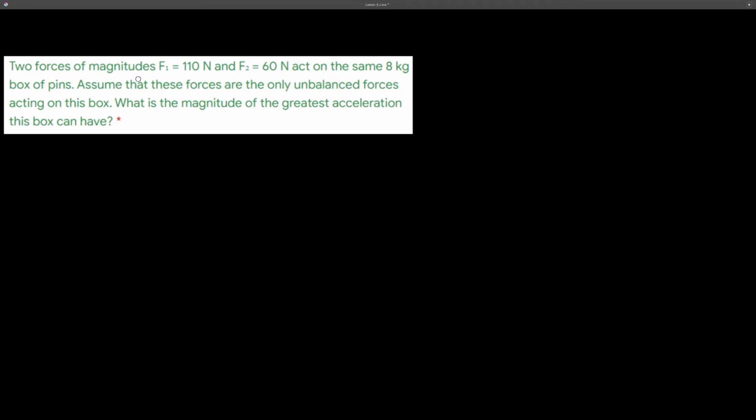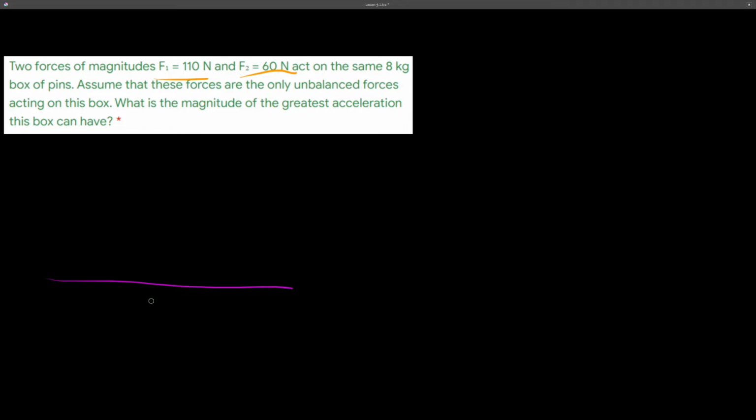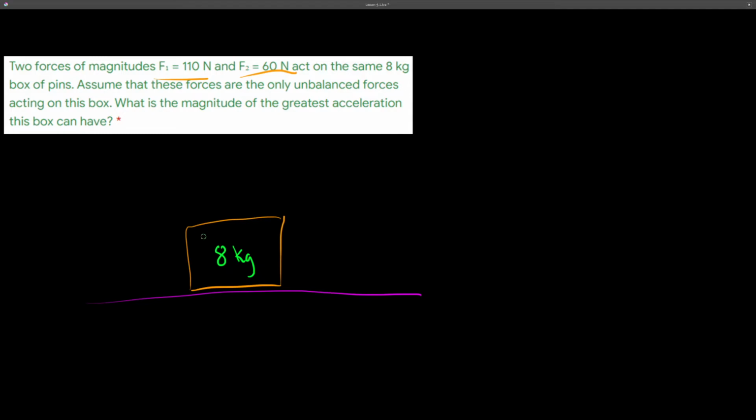For this next question, we have two forces of magnitudes F1 and F2, 110 and 60 respectively, and they act on the same 8 kg box of pins. So we have this box, this is our ground, and we have this box of pins, and it is 8 kg. And we have two different forces. Now it didn't tell us the direction, so we should note that. Now assume that these forces are the only unbalanced forces acting on this box. So there's nothing else acting on it.